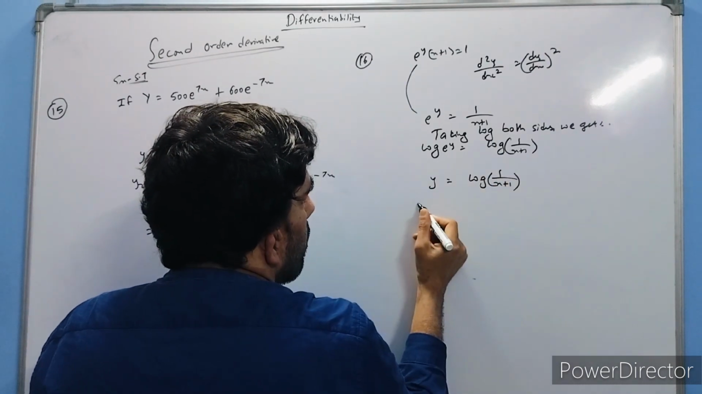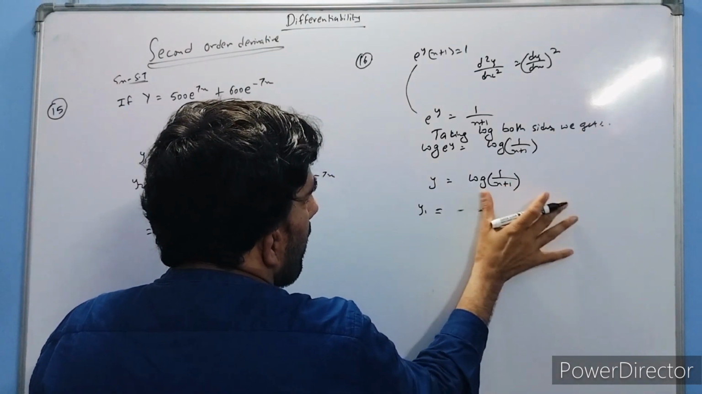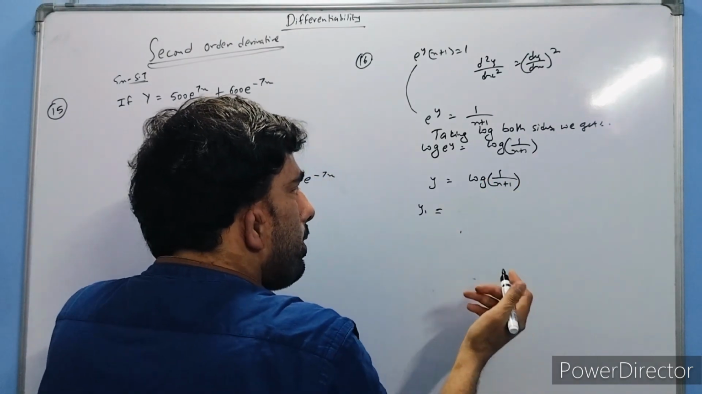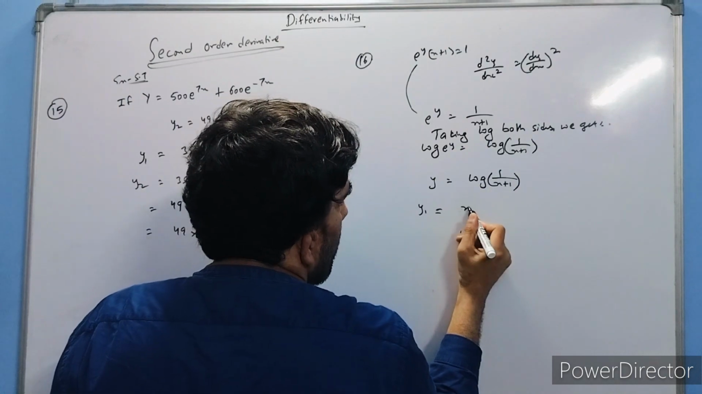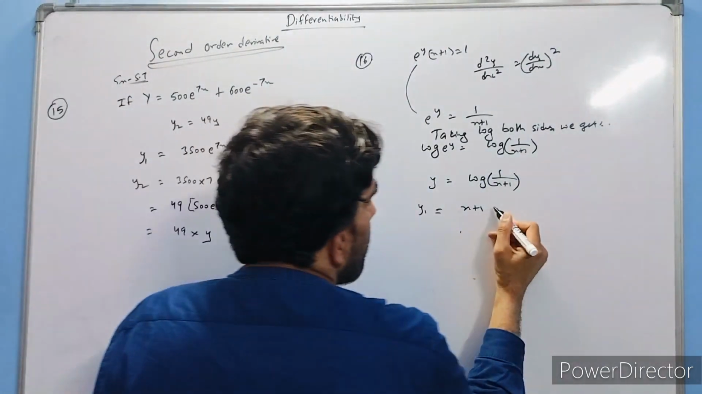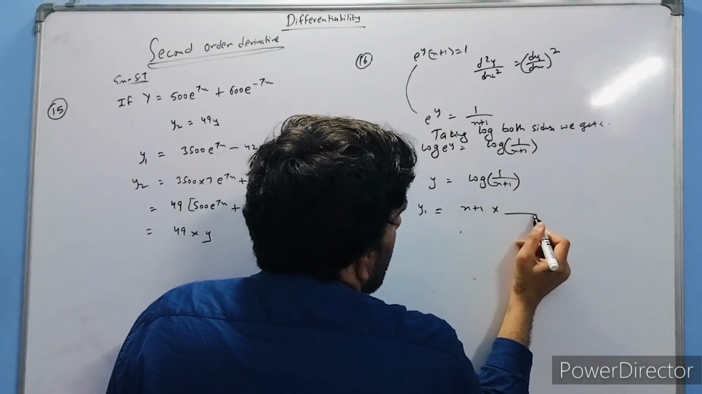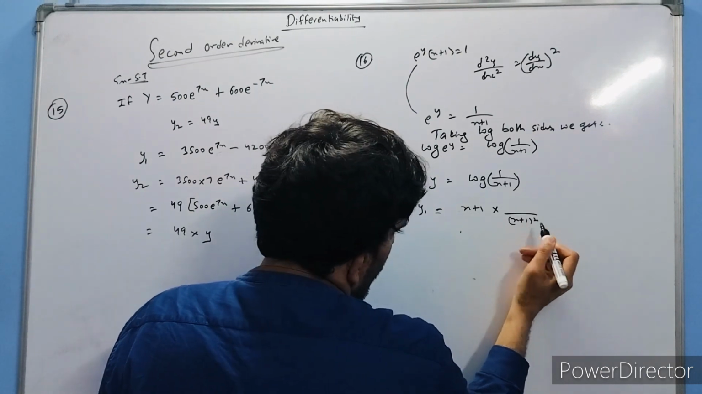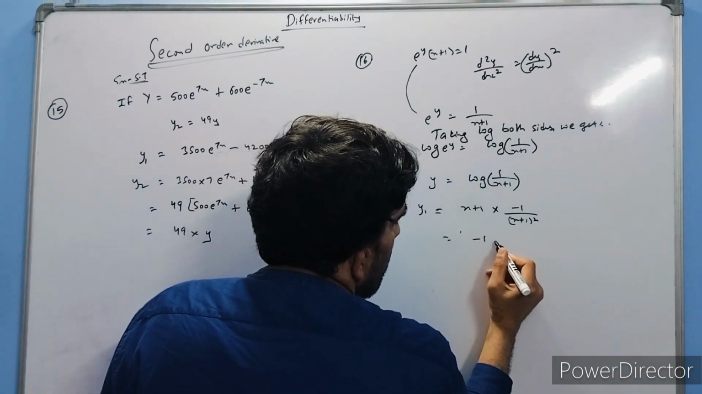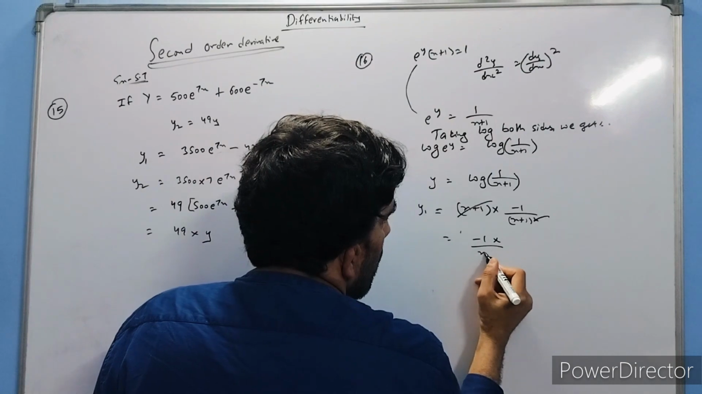Now differentiate it, we get 1 upon x plus 1 into the differentiation of this. If I differentiate this I get, x plus 1 whole square, and we have minus 1. So we have minus 1 into, if I differentiate this, I get 1 upon x plus 1.